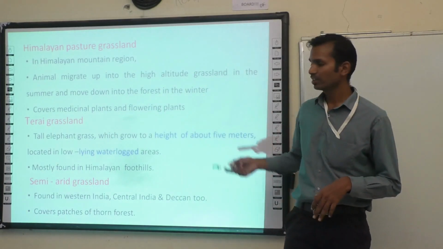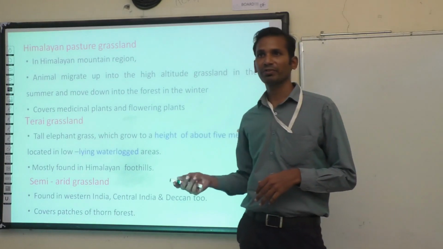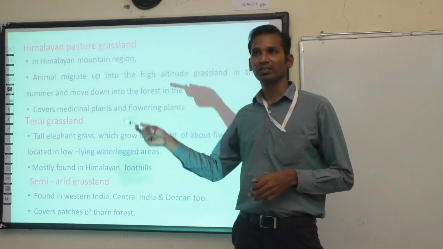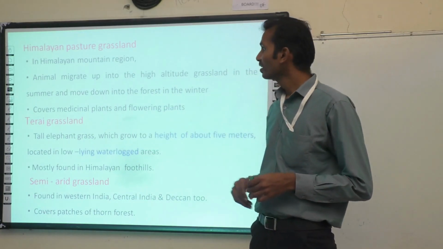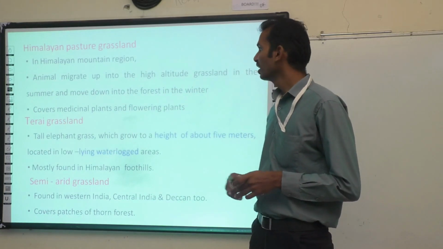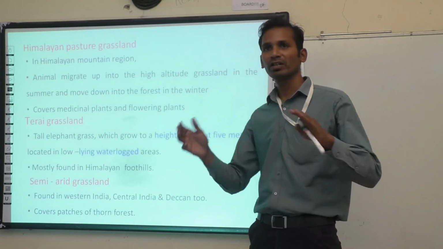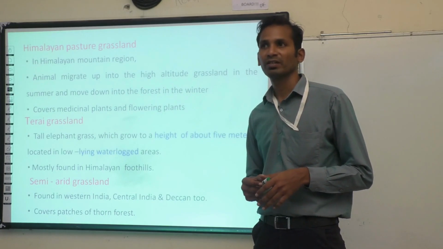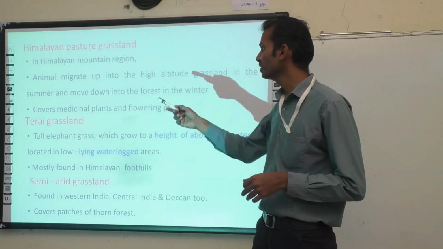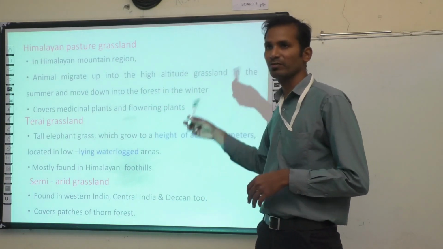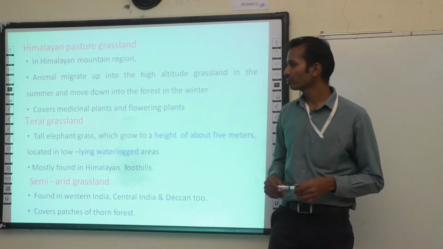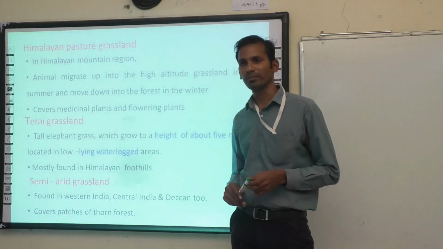So in the summer season, where these grasses grow, the cattle and other animals will move to those areas for grazing those kinds of grasses. In the winter season it will be totally covered with snow, so there won't be any food. So these animals will migrate from those areas to the low altitude forest area. Here there are also many medicinal plants as well as flowering plants.